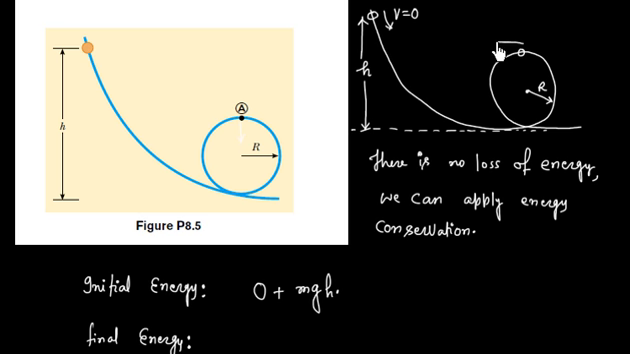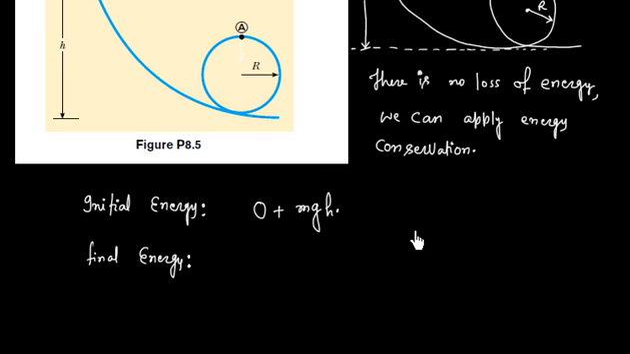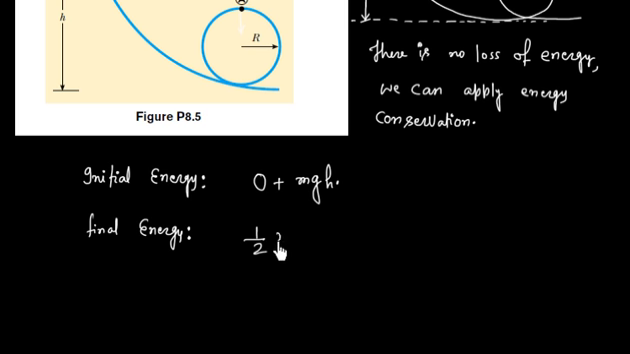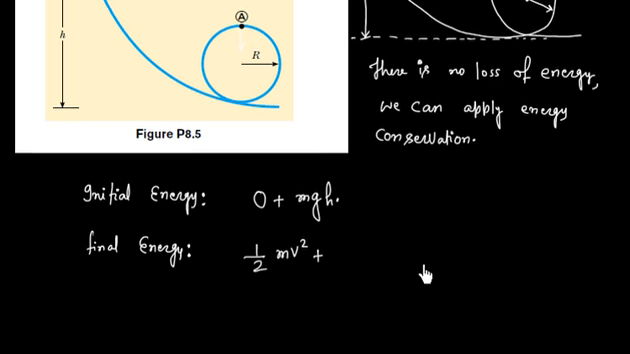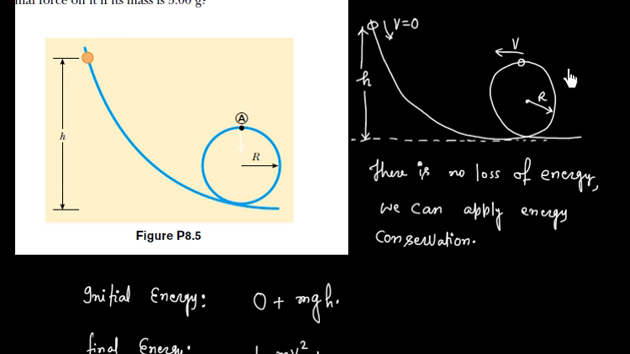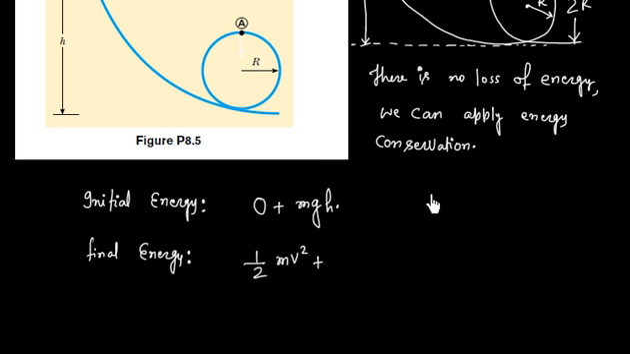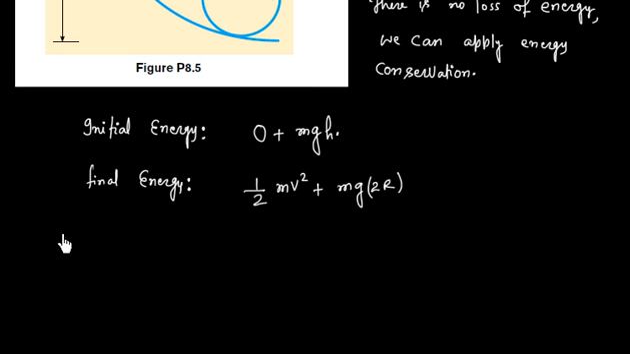Now this bead will have some velocity. So kinetic energy is half mv square. It will have potential energy. So this height is 2r because this is diameter. So potential energy is mg times 2r. Now we can apply energy conservation, that is initial energy is equal to final energy. So initial energy is mgh. Final energy is half mv square plus mg 2r.